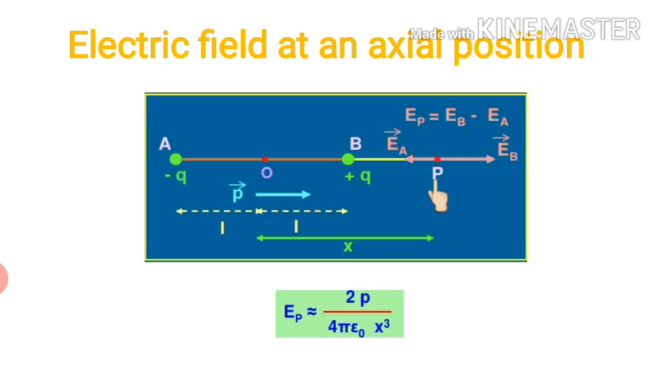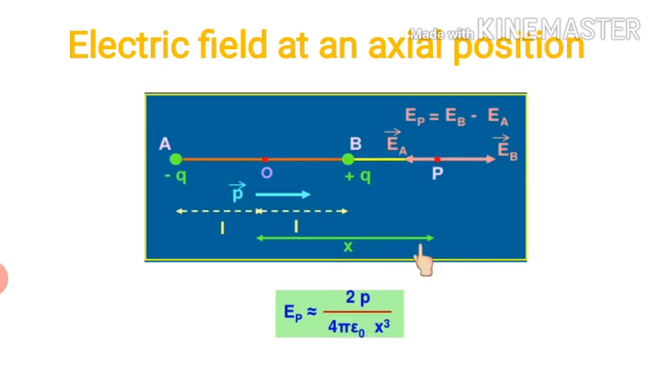We will not solve the complete derivation as I've already explained this derivation in my previous videos, so you can go through those videos. So directly after solving all the expressions, we have one final expression that it will be EP is equals to 2P upon 4 pi epsilon naught x cube. So EP denotes the net electric field at point P due to this electric dipole at an axial position.